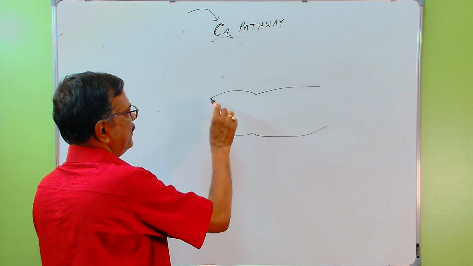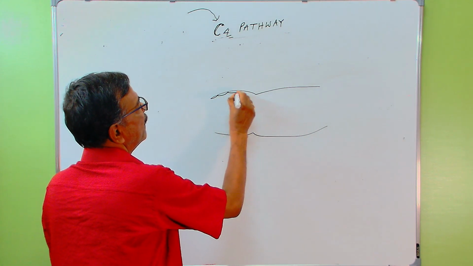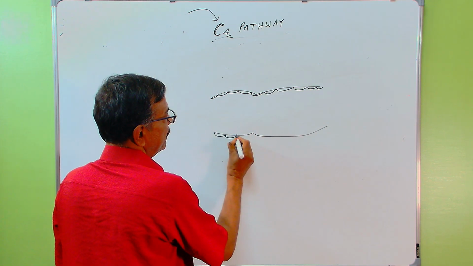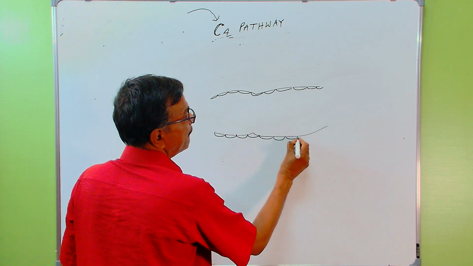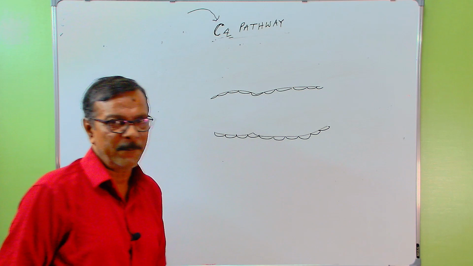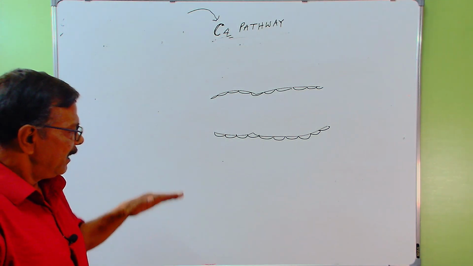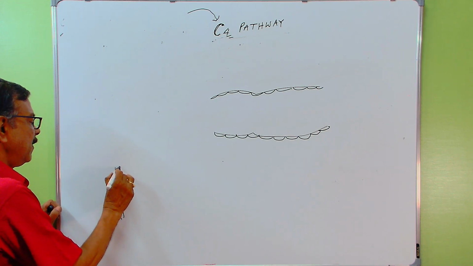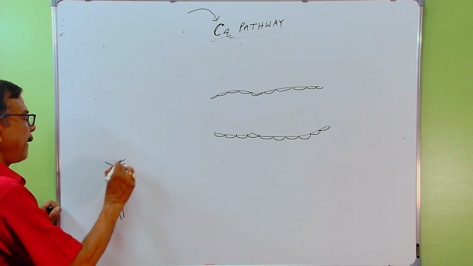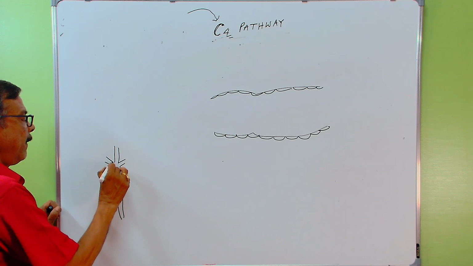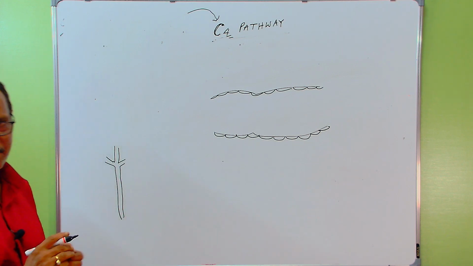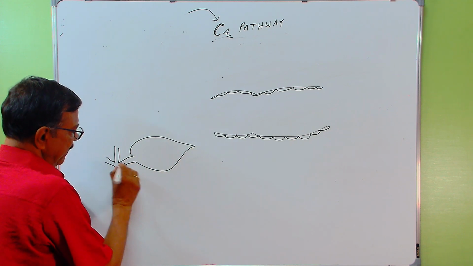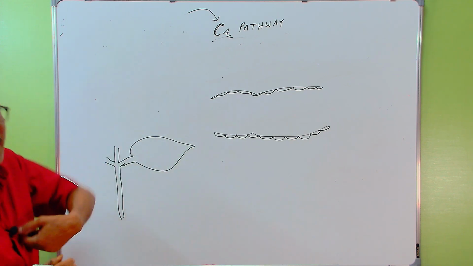This is known as upper epidermis, and this is known as lower epidermis. And the plant takes water through the vessel known as xylem. So xylem is coming to the leaf. So xylems are there and phloems are also there.